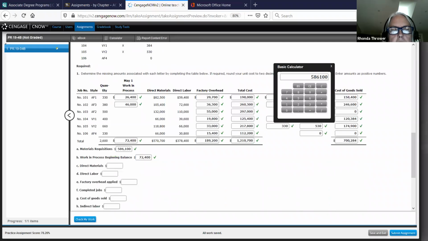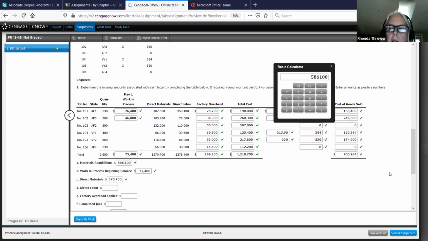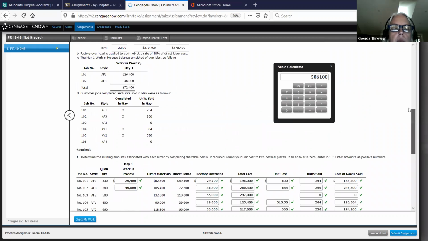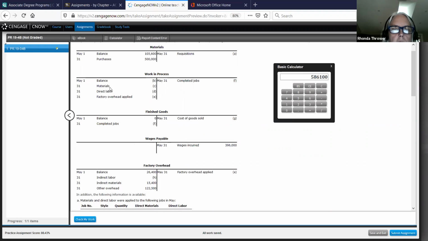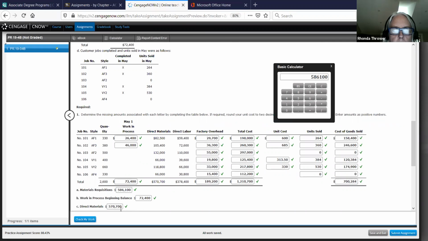The C wants only the direct materials that go into work in process. The total direct materials is $570,700. Those direct materials, the total of the direct materials, is written down on the debit side of the work in process right here. This material should say direct materials. It comes from C from below. That direct materials is this amount right here, and it comes for C2.